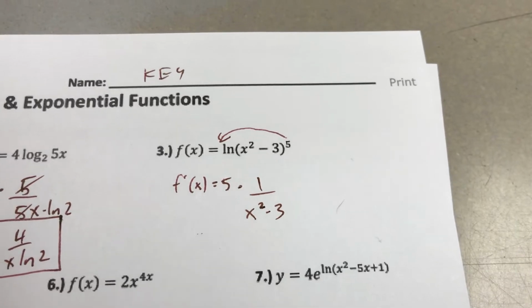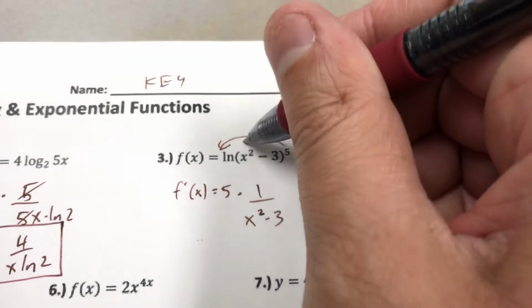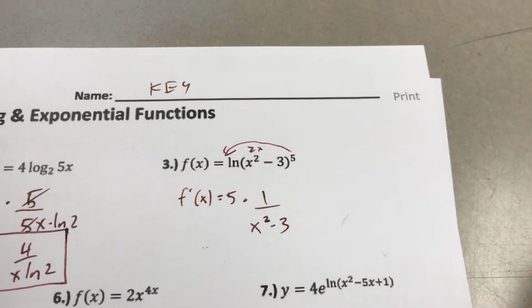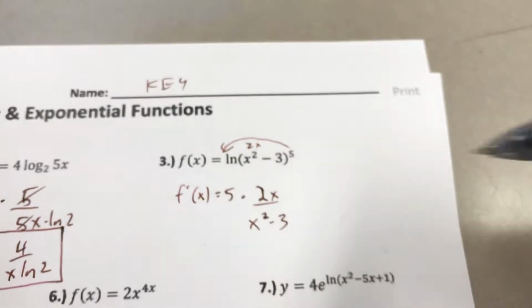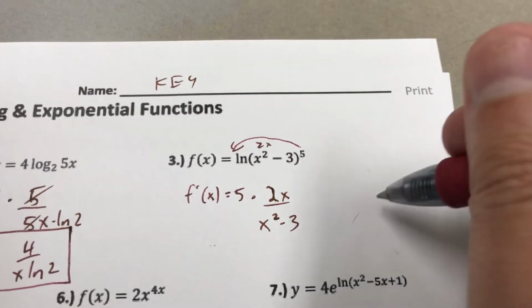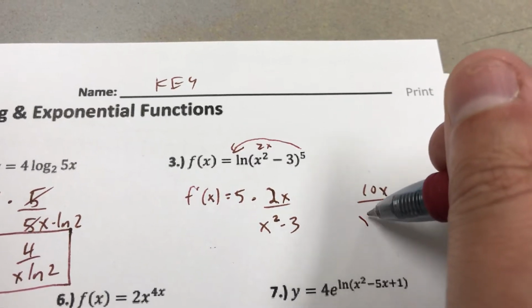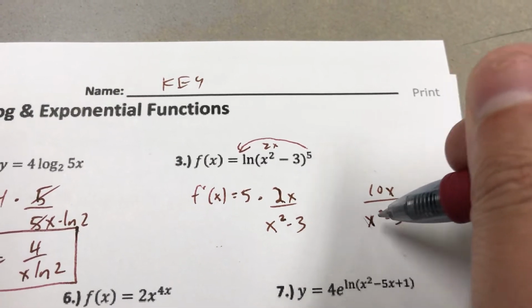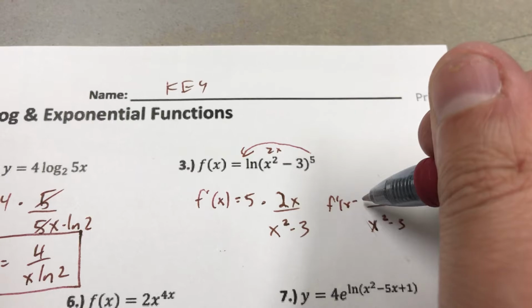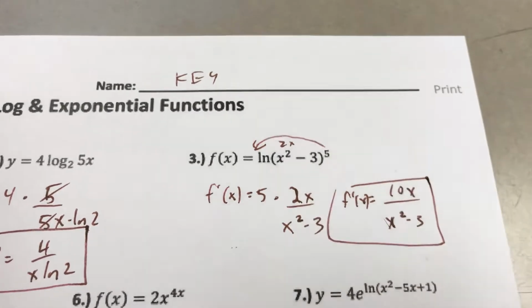And then you're going to multiply by the derivative of the inside function. Derivative of the inside function is 2x. So we're going to have a 2x there. And again, a little bit of simplifying can happen. You'll get a 10x over x squared minus 3. And that is your final derivative there.